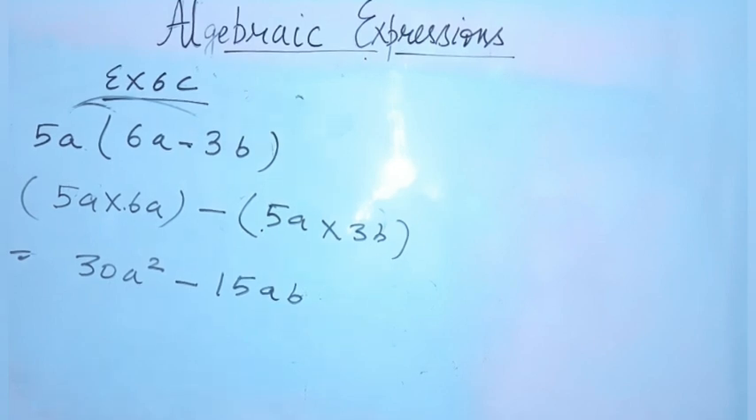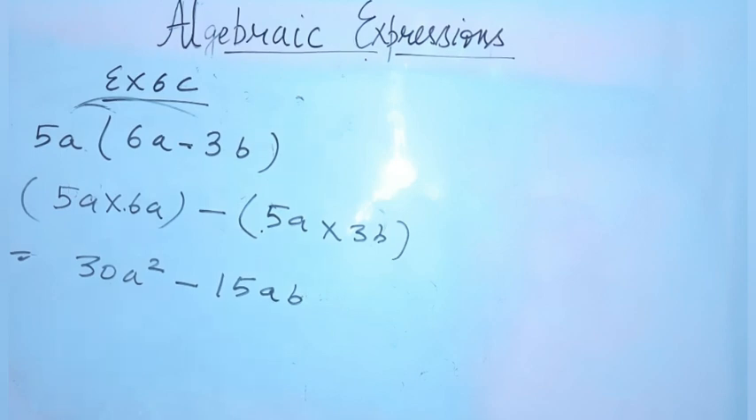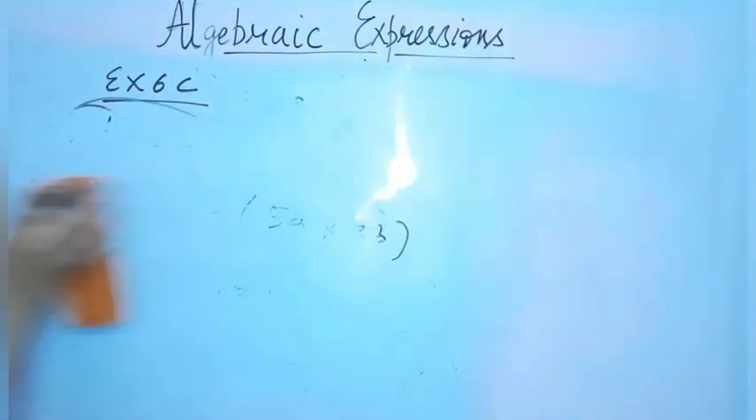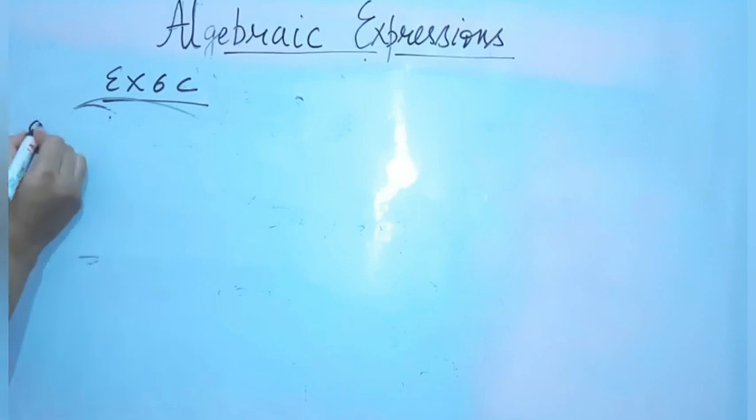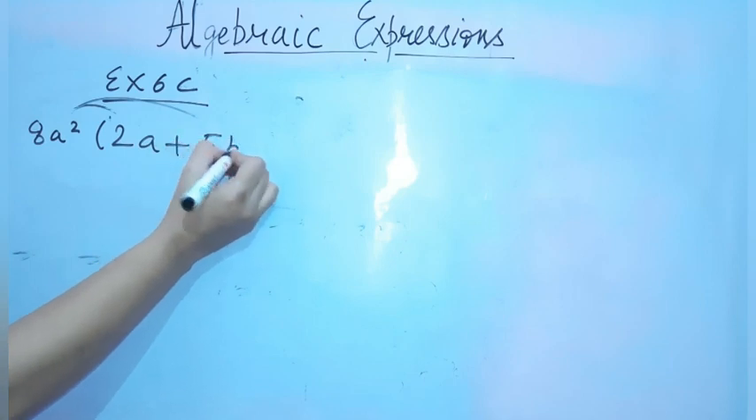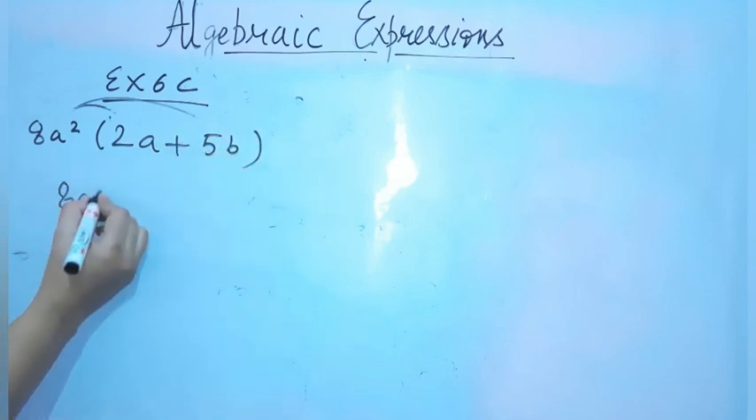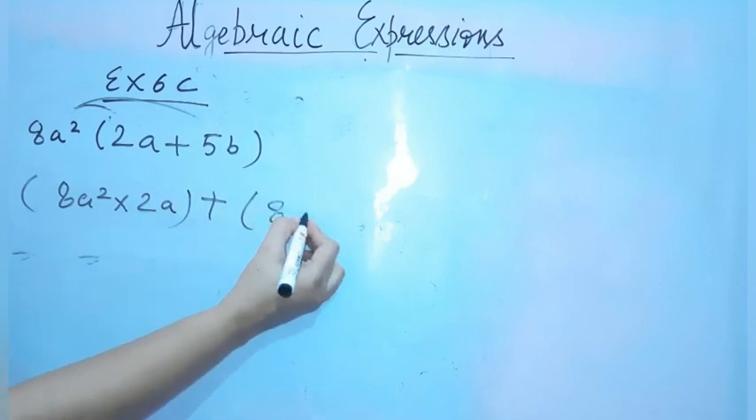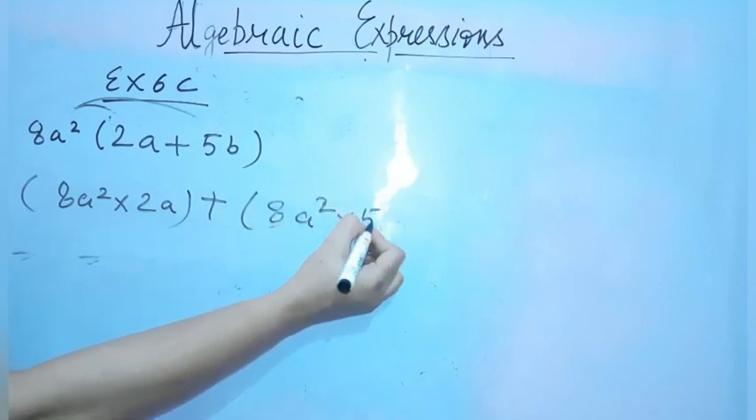Now let's move on to the next question, that is question number 3. Okay students, without wasting time, question number 3 is 8a square within bracket 2a plus 5b. Now 8a square multiplied by 2a, bracket closed, positive sign, 8a square multiplied by 5b.